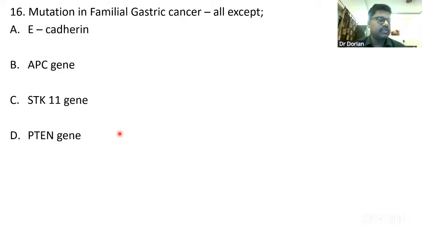Yes, Cowden syndrome. PTEN gene mutation causes Cowden syndrome, where there will be colorectal cancers, breast cancer, and thyroid cancer, but stomach cancer is not a part of Cowden syndrome. Okay. So the answer here will be PTEN gene mutations.